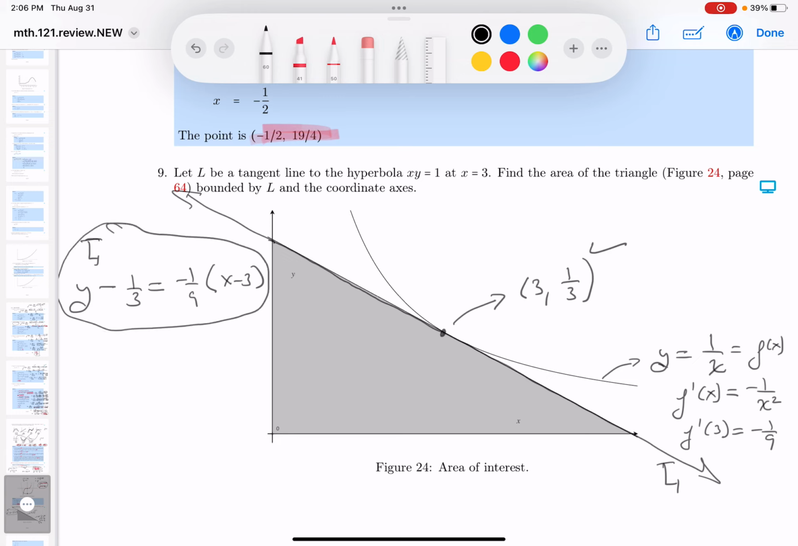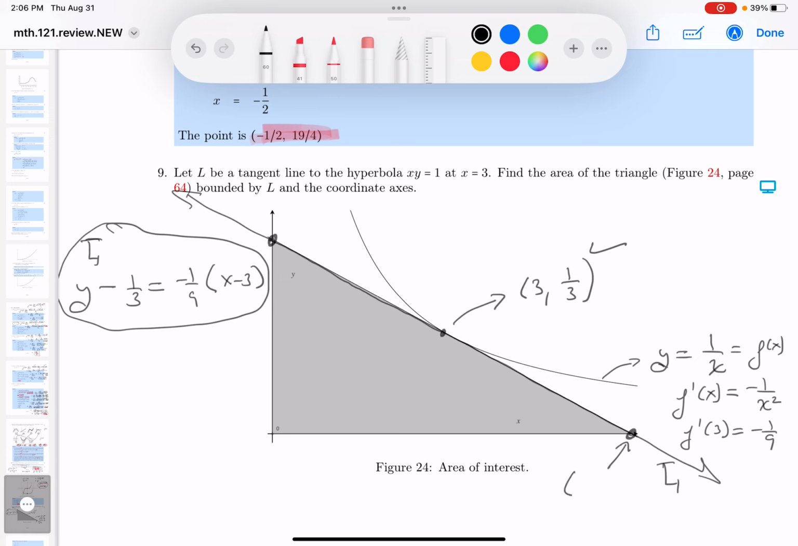Now, they didn't ask for that. I didn't say they did. I just said they talked about it, all right? So what do I know about this over here? Let me read it again. L is a tangent line to the hyperbola xy equals 1 at x equals 3. Find the area of the triangle. And how do I do that? I need to find these points. Well, let's talk about it.